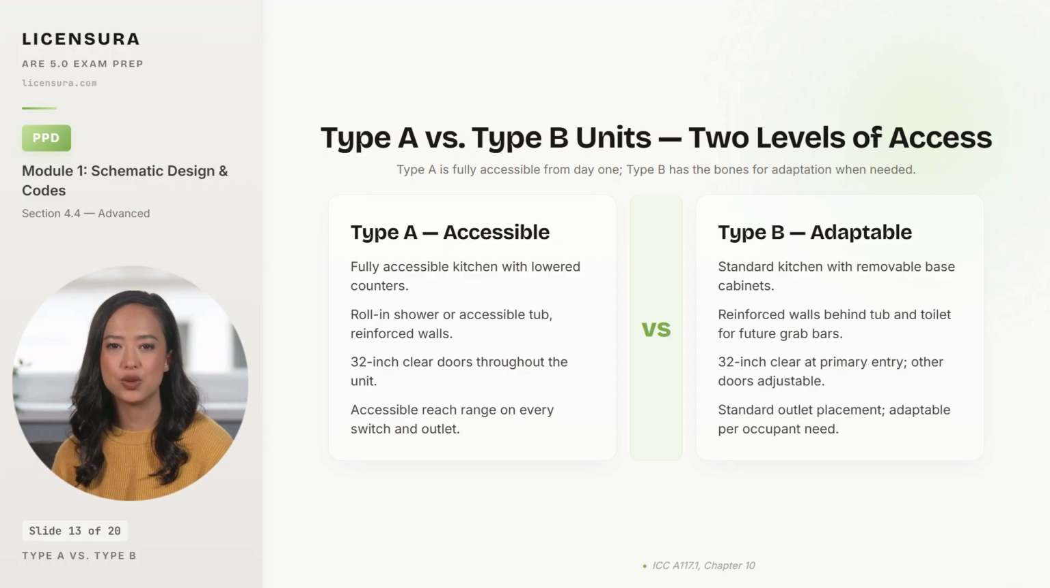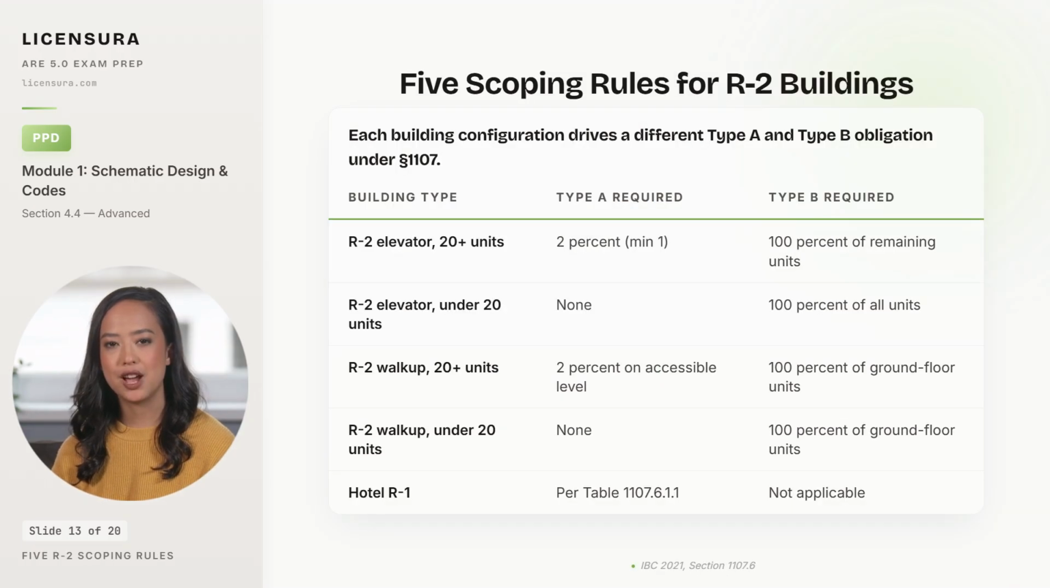The Fair Housing Act drives the Type B scoping more than the IBC does, and that distinction is where most architects lose the lawsuit. 5 scoping rules cover the R2 building types in the IBC. 5 rows cover the scoping for R2 multifamily housing. First row. An elevator building with 20 or more units must include Type A at 2% of total units with a minimum of 1, plus Type B on the remaining 100%. So, a 100-unit apartment building delivers 2 Type A units and 98 Type B units.